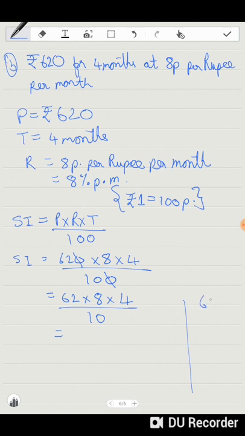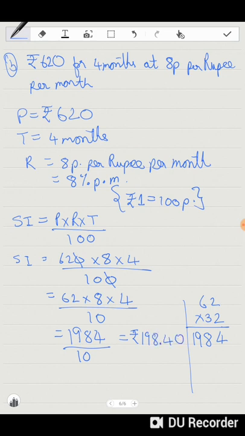Right, that would be 62 into 32, because 8 4s is 32. So when we multiply this, we get 1984 divided by 10. That means now all I have to do is put a decimal, so it will be rupees 198.40. Whenever you're talking about money, currency, and your answer is in decimals, make sure your final answer has 2 decimal places.